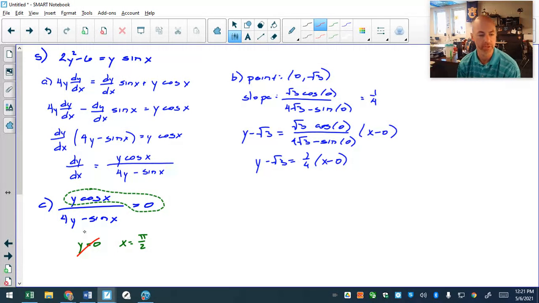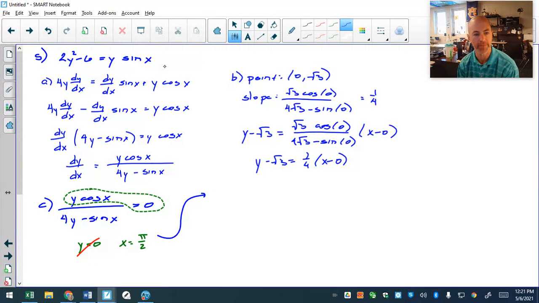I'm going to plug pi over 2 into the denominator really quick. 4 times pi over 2 minus sine of pi over 2 will not give me 0. I just wanted to make sure my bottom was not 0 as well. They do say find the coordinates, not just the x. So now I need to find the y associated with that.